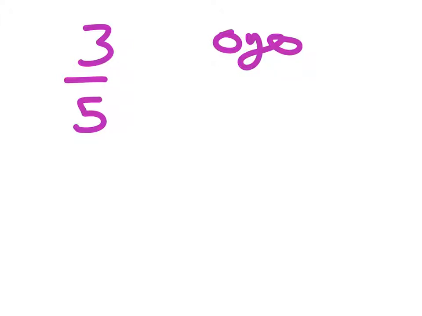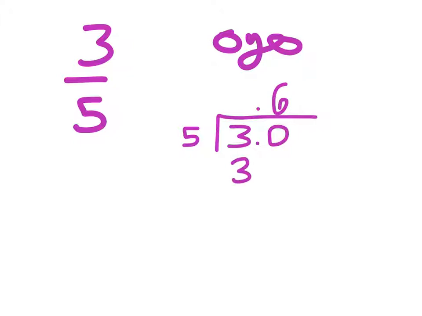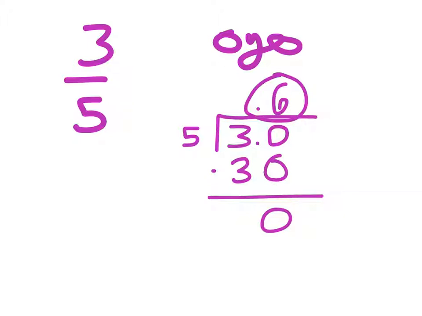All right. We're going to do numerator divided by denominator. 5 cannot go into 3, so we add our decimal, bring it straight up, and add a 0. 5 goes into 30 how many times? 6. 6 times 5 is 30. Subtract that and we get 0. So that one's nice and easy. Your answer is 0.6. So 3/5 as a decimal is 0.6.